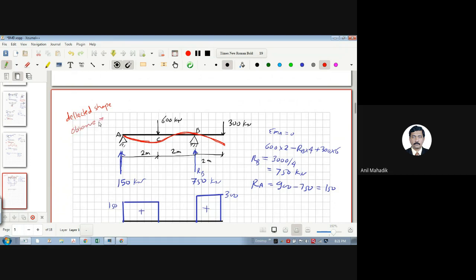Whenever you see structures which are very less stiff, we can say flexible structures, if you observe them, then you will see the deflected shapes. For example, you might have seen tent structures like this. So you can see the deflected shapes very easily. Those structures which are very flexible, the deflections are very large.